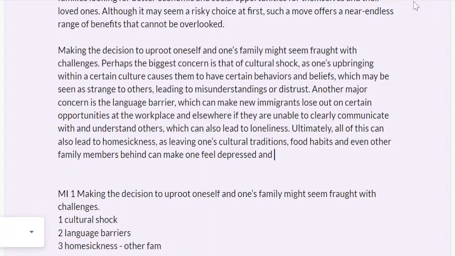Let me just read this once so I can see if there's anything I need to correct. Making the decision to uproot oneself from one's family might seem fraught with challenges. Cultural shock is the biggest concern as one's upbringing causes them to have certain behaviors and beliefs which may be seen as strange to others. Another major concern is the language barrier, which can make new immigrants lose out on certain opportunities in the workplace if they're unable to clearly communicate with and understand others, which can also lead to loneliness. Ultimately, all of this can also lead to homesickness, as leaving one's cultural traditions, food habits, and even other family members behind can make one feel depressed and isolated within a foreign environment.